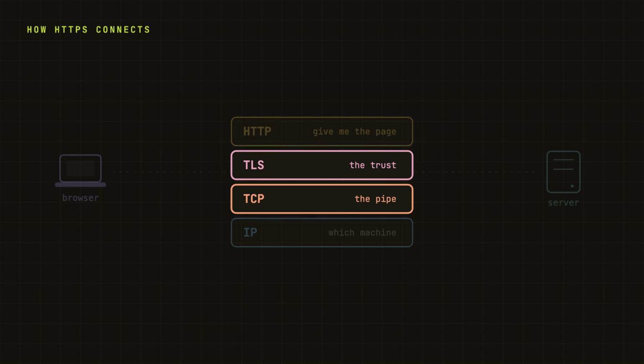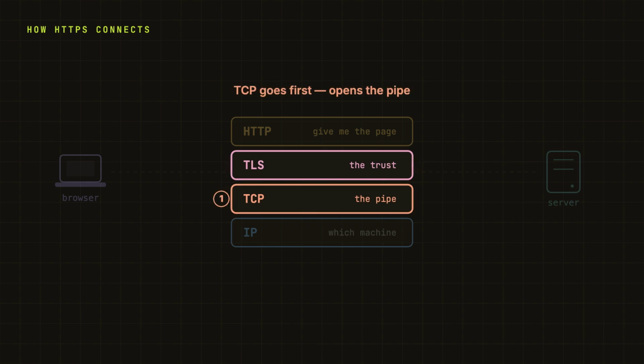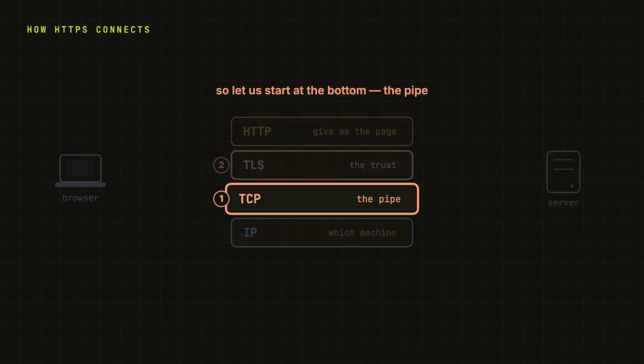And here is the one thing that tripped me up. So let us kill it now. TLS does not go first. You would think the security comes first, right? But no. In the classic web path, TCP goes first and opens the pipe. Then TLS uses that pipe to set up the trust. Pipe first, then trust. Always that order. So let us start at the bottom of the pipe.